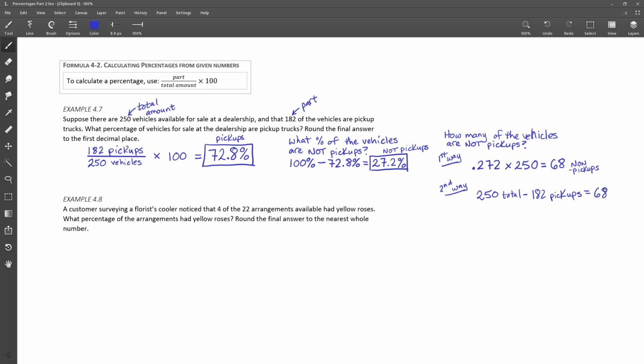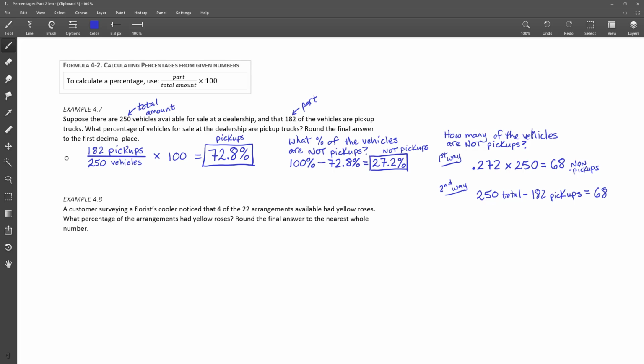In this case, the amounts are counts of pickups and vehicles, but you handle these just like you handle any other number. Taking a look at example 4.8, a customer surveying a florist's cooler noticed that 4 of the 22 arrangements available had yellow roses. What percentage of the arrangements had yellow roses? Round the final answer to the nearest whole number.